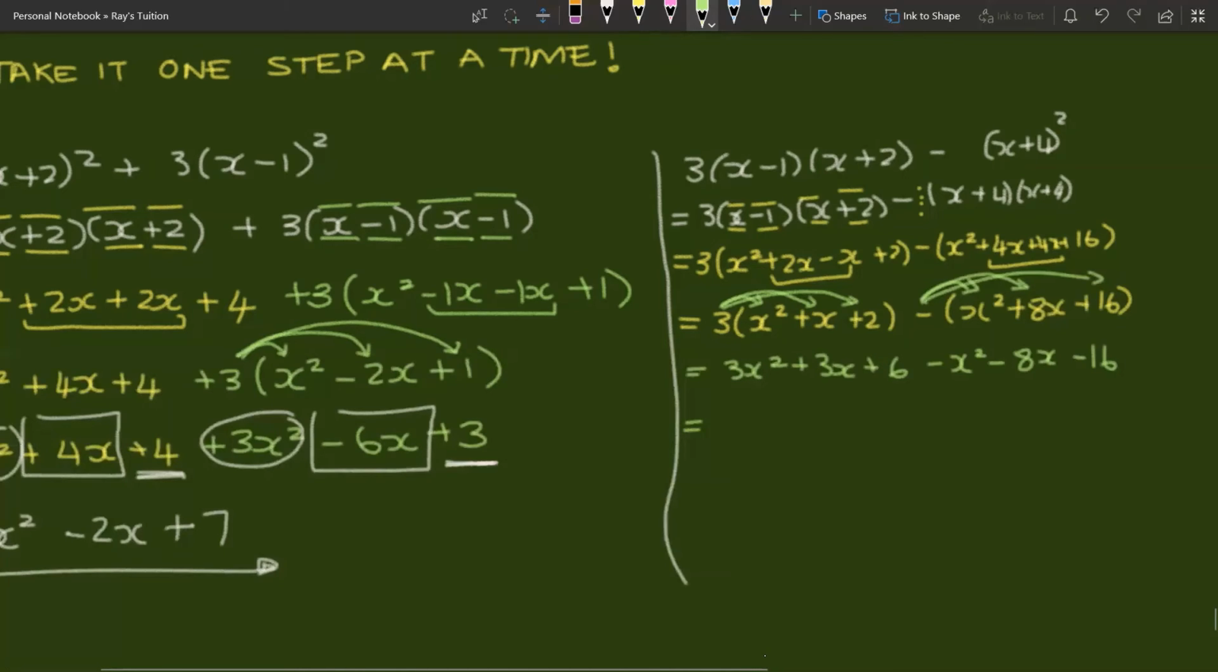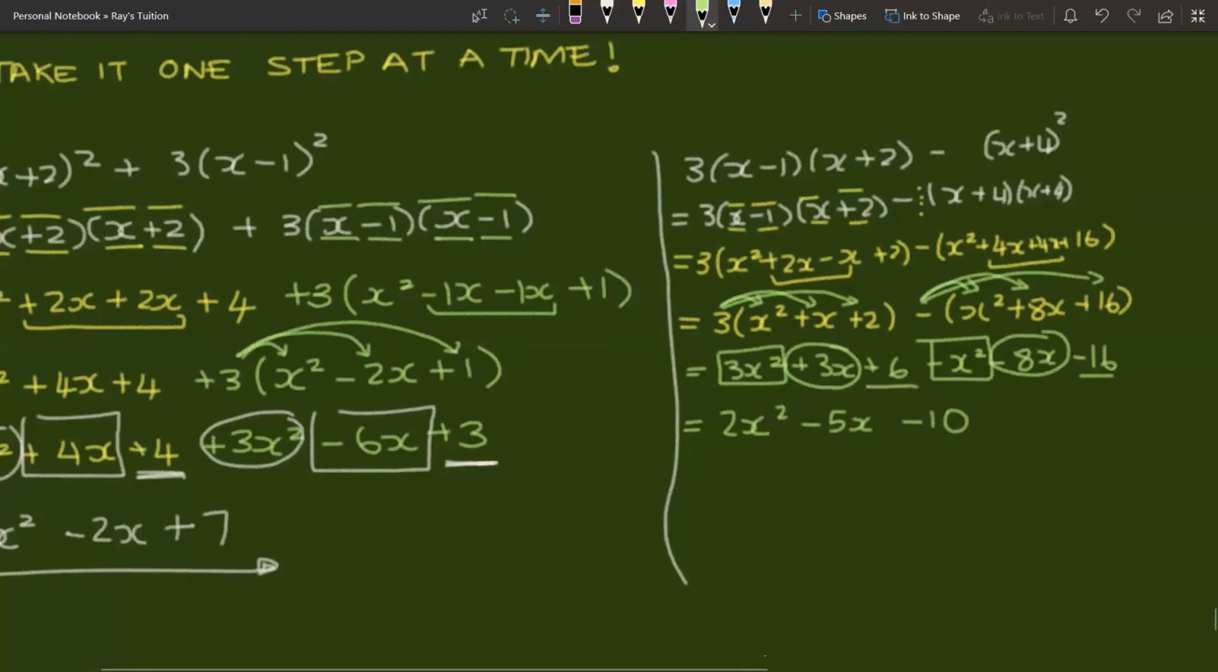Finally, we're going to group our like terms. So we have 3x squared minus x squared, which is 2x squared. We have 3x minus 8x, which is minus 5x. And finally, 6 minus 16, which is minus 10. Okay, I hope that you've understood that part over there.